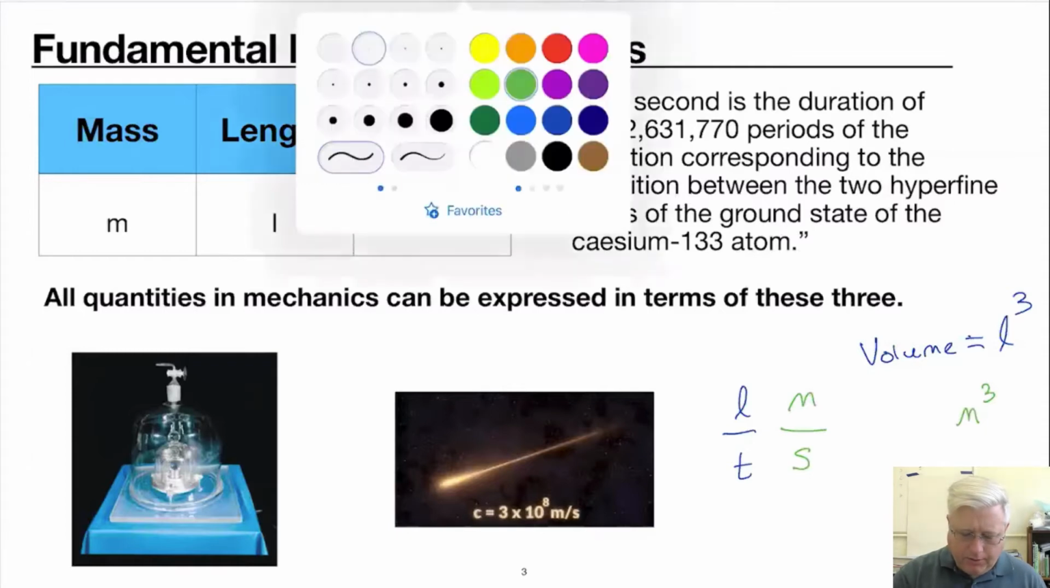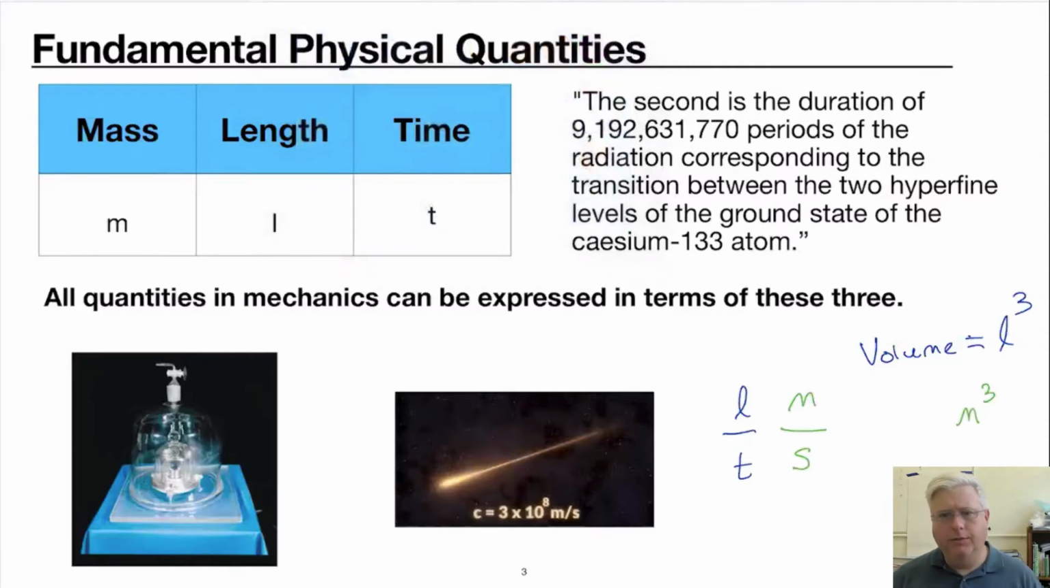So there are some interesting definitions. The evolution really of what exactly defines a meter. What is a meter? What is a second? How long is a second? How much mass is a kilogram? And so these quantities, these definitions of what these are have changed over time.